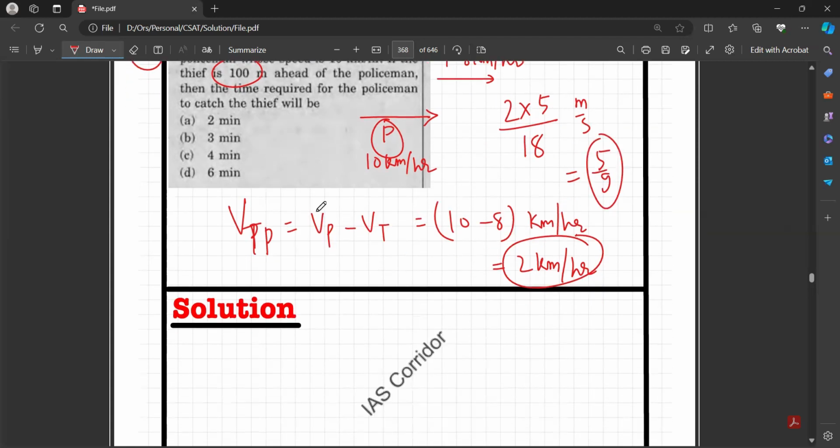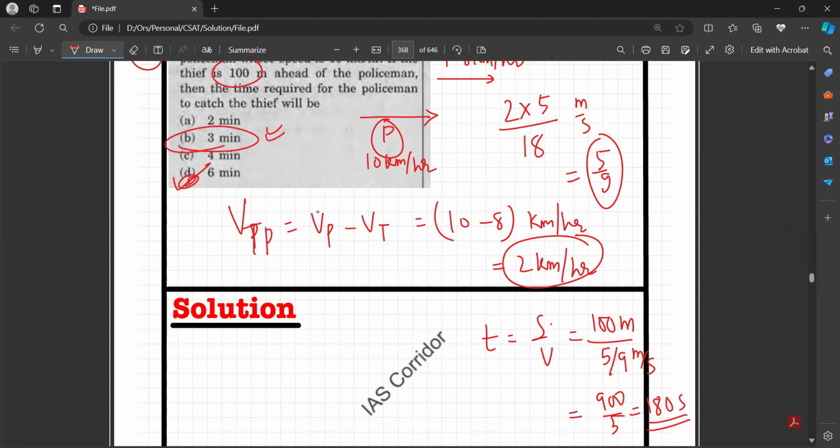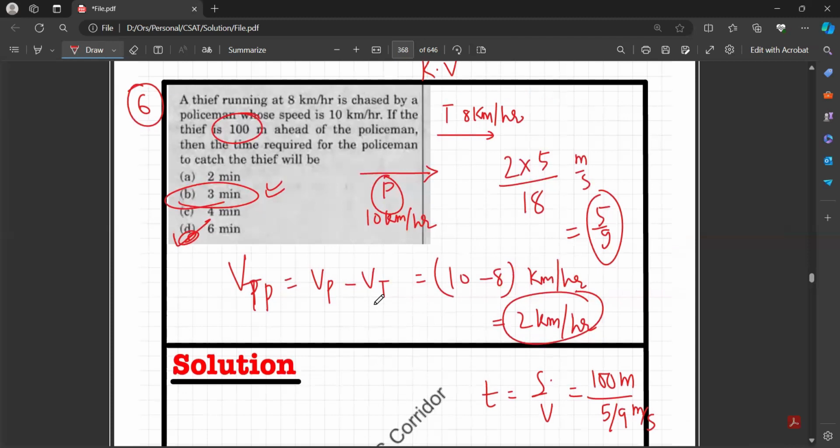So that means time taken will be S by V. S अगर distance है 100 मीटर, टाइम कितना है 5 by 9, वेलोसिटी कितना है 5 by 9 मीटर पर सेकेंड, so that becomes 900 by 5 which is equals to 180 seconds. 180 seconds का मतलब कितना है, sorry, 3 minutes. Got it? Easy. Whenever two people are given, always focus on the relative speed.